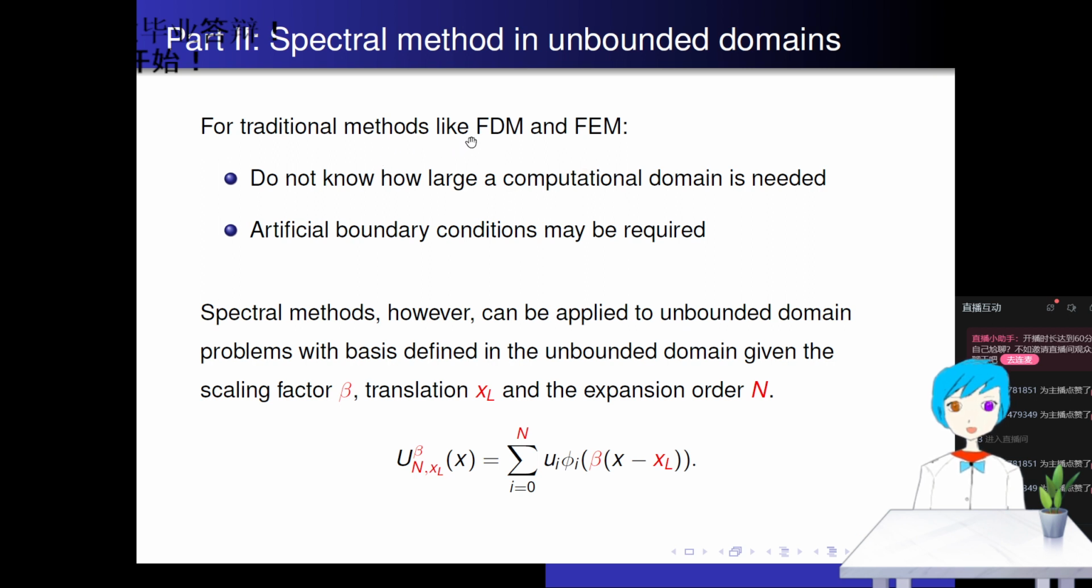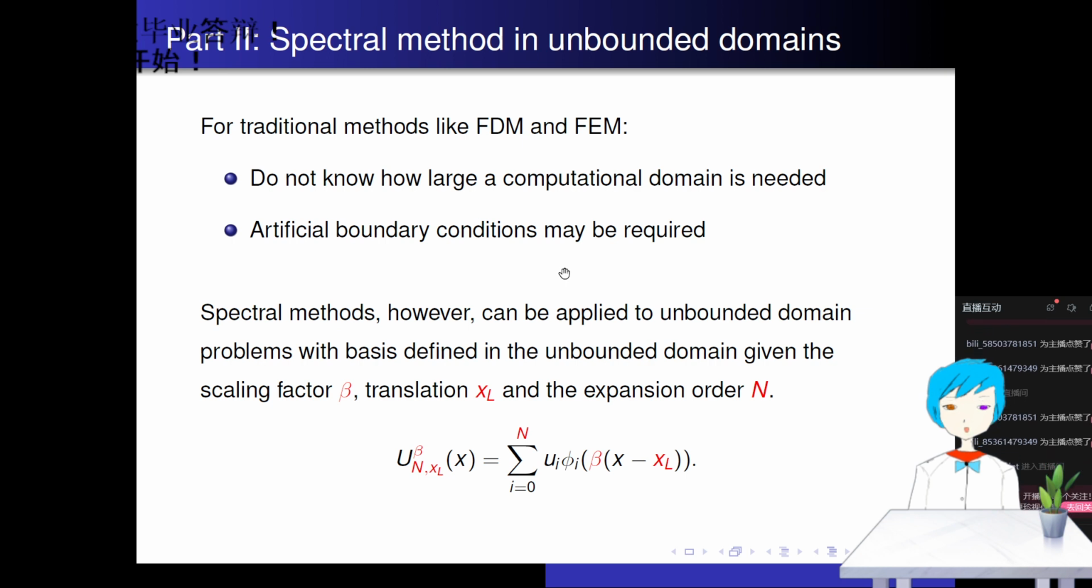Yes, for traditional methods like finite difference and finite element methods, for solving spatial temporal problems, we usually do not know how large a computational domain is needed. If the domain is quite large, we need a huge number of nodes and meshes. But if the function is smooth enough, we can apply the spectral method with quite a few basis functions. Also, after truncating the domain, we need to construct artificial boundary conditions. That could be a complicated and subtle question, but we need to solve it for the two methods.